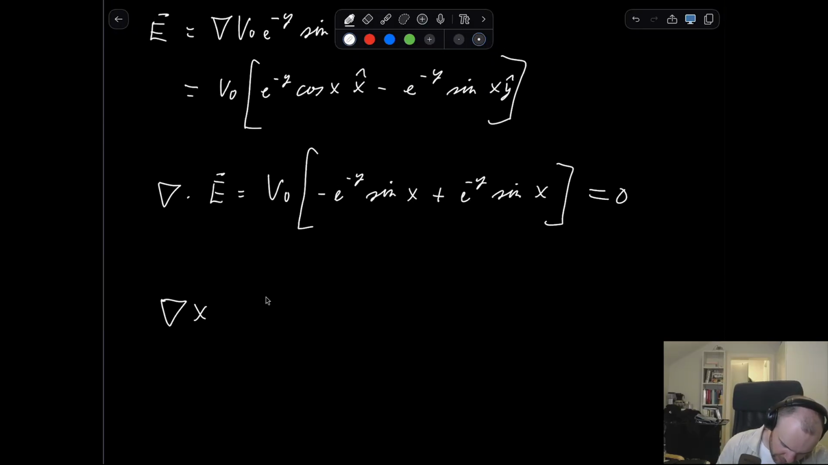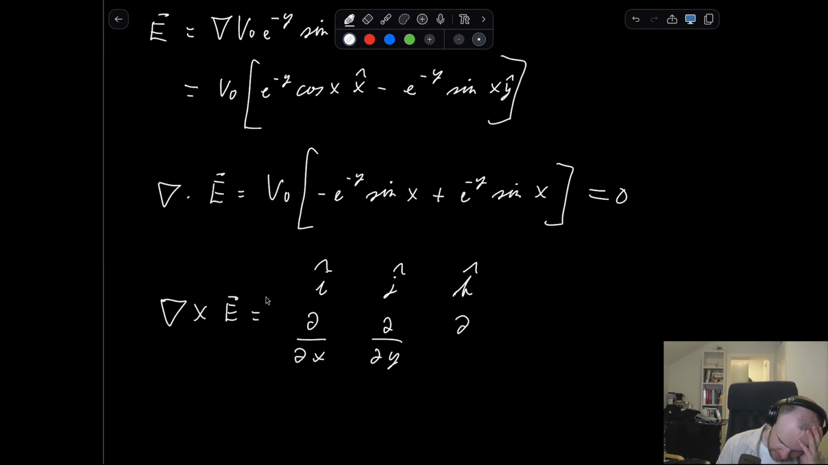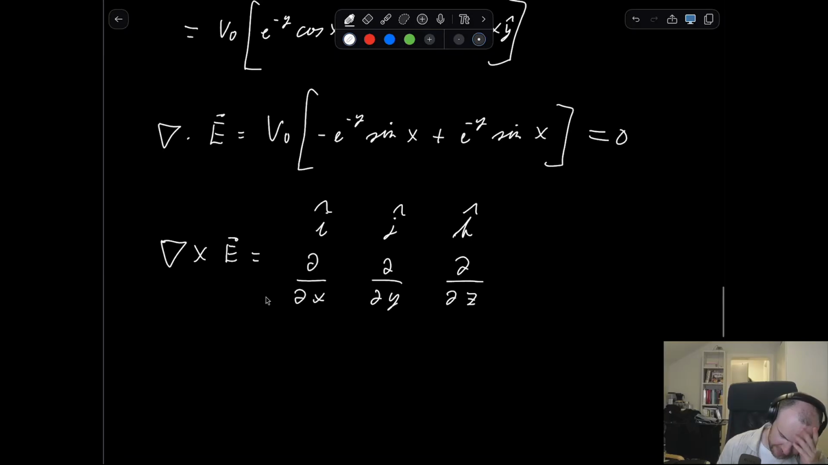Then we do the curl, which is just nabla cross the vector field E. We still have V0. So now I need to do the curl of this. Maybe I should have written that. The curl is, you just have 2 coordinates. I'm so used to doing it like this, so I'm going to do it anyway: i, j, and k, then partial with respect to x, partial with respect to y, and partial with respect to z.